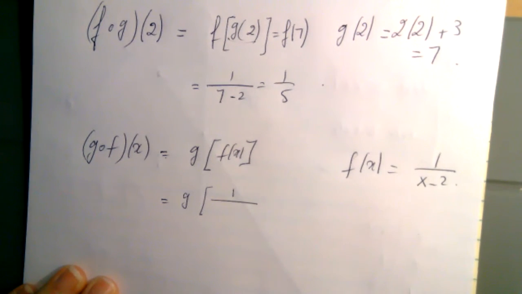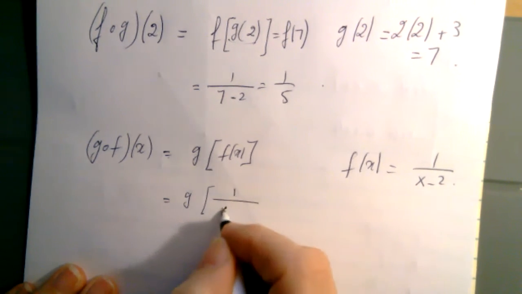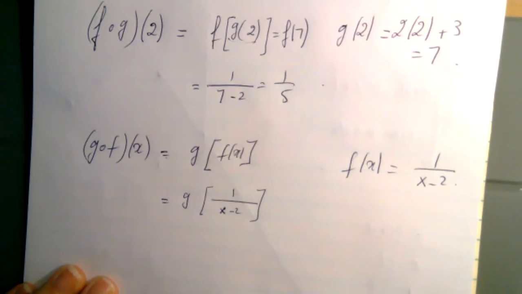But this is f of x. So that's g of x minus 2. Very good. But what does g do?